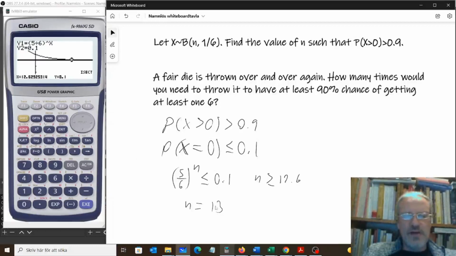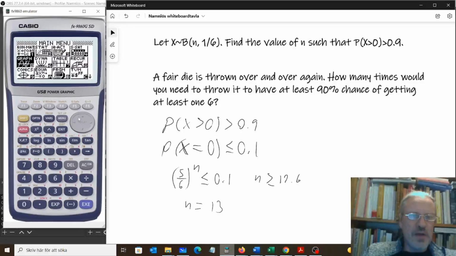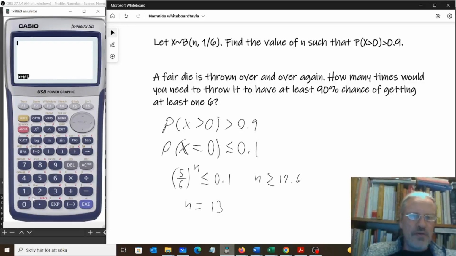And to verify this, we can check by going into the ordinary run mode. 5 divided by 6 to the power of 12 should be larger than 0.1, and it is. And 5 divided by 6 to the power of 13 should be less than 0.1, and it is. So that is the correct answer.